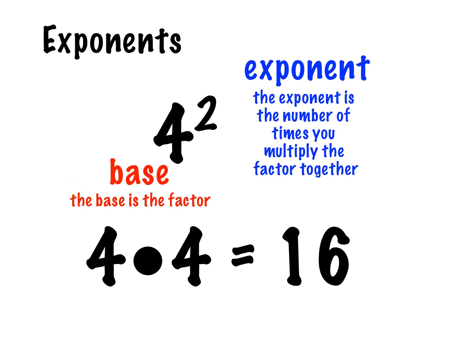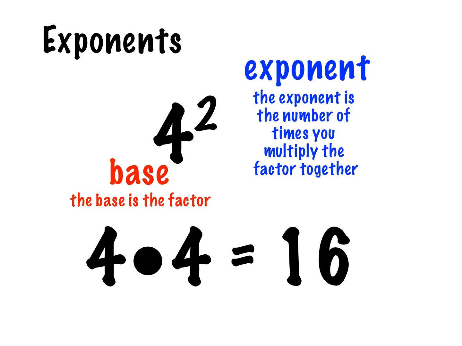All right, when we talk about exponents, it's when we have a big number, which is called our base, and then we have a smaller number to the top right corner of that big number, and that's the exponent. The base is the factor. It's the number that gets multiplied over and over, and the exponent tells us how many times I'm going to multiply that base by itself.